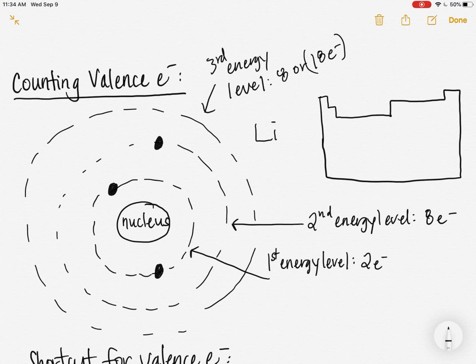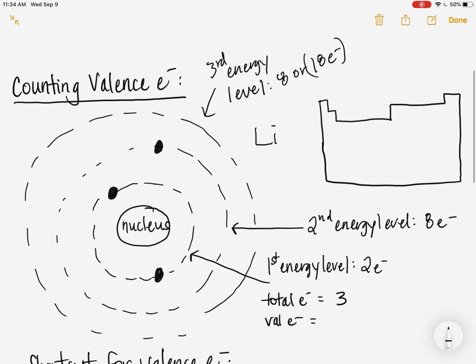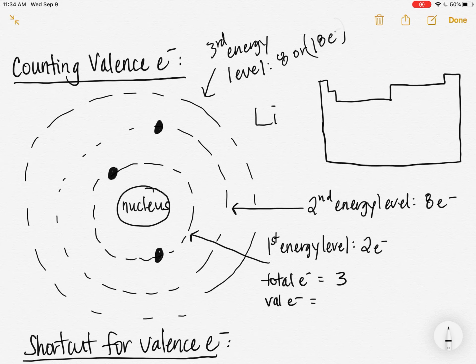Looking at this picture, I know that there are 3 electrons, right? I have 2 in the first level and 1 in the second. I'll write that down: I have a total of 3 electrons. But now, what I'm interested in learning about are these things called valence electrons. Valence electrons, going back up to our definition, are electrons in the outermost energy level of the atom. For lithium, the outermost energy level is level 2 because it's the highest level with an electron in it. Now you might be saying, well, level 3 is higher than level 2, but there are no electrons there.